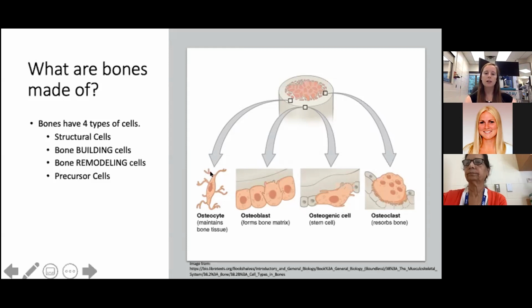Then you can also see in this picture the osteocytes, which are bone structural cells, and osteogenic cells, which are the precursor cells. So they become the other types of bone cells.